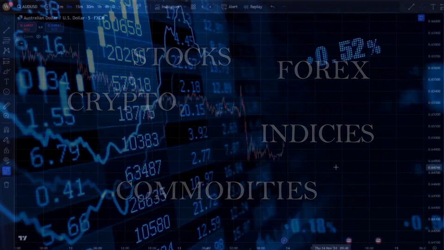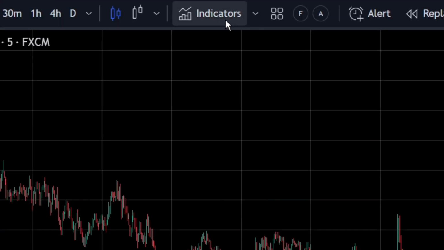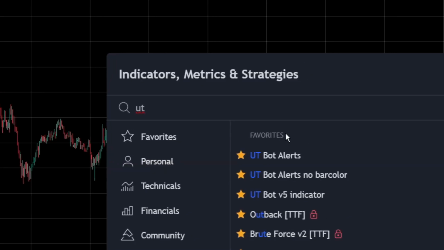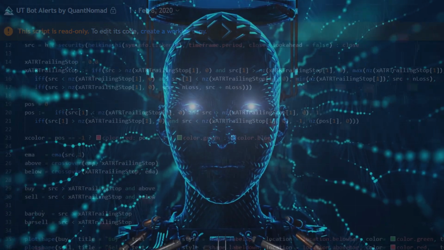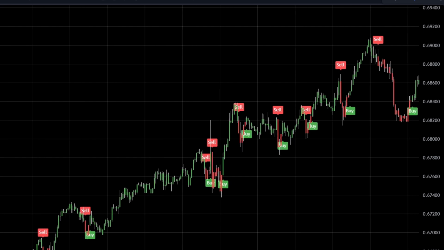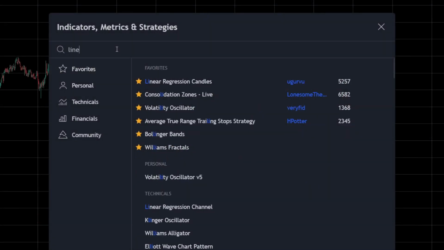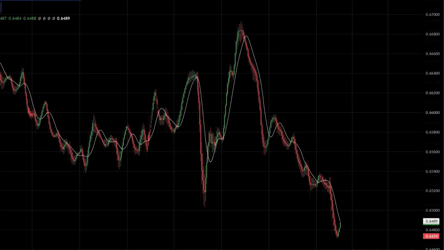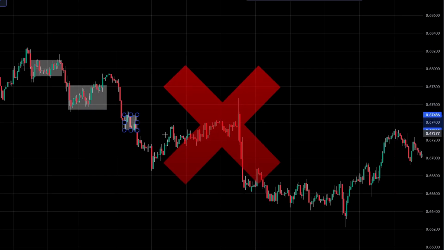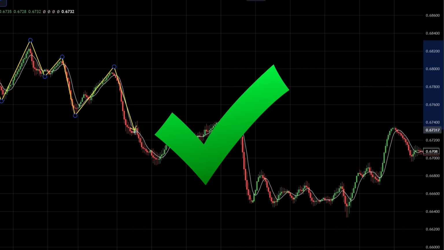Let's set up these indicators on TradingView. First, go to the Indicators tab and type in UT Bot Alerts by Quant Nomad. This open source AI-based indicator provides accurate buy and sell signals. Next, add Linear Regression Candles by Ugo RVU. This indicator smooths the chart, helping reduce market noise, which can improve trading accuracy on lower timeframes.